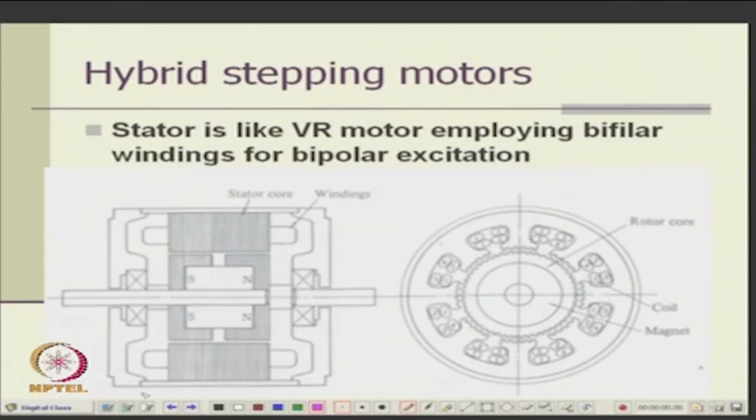Then in the hybrid machine the stator is like a VR motor. So, you look at the stator, there is variable reluctance, implying bifilar, which means winding in 2 parts, windings for bipolar excitation. Bipolar excitation, here unlike in SRM, you can have a negative current also, okay, right. So, this is one of the features. Okay. A rotor in its core has PM providing unipolar excitation lengthwise.